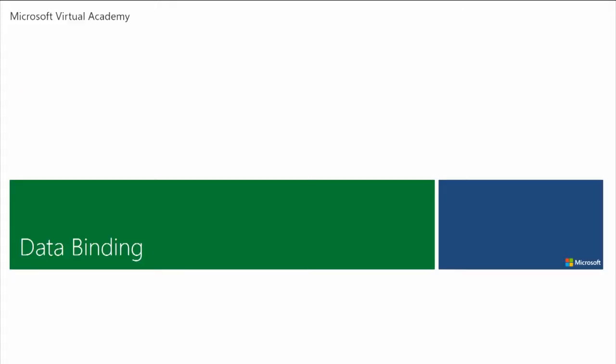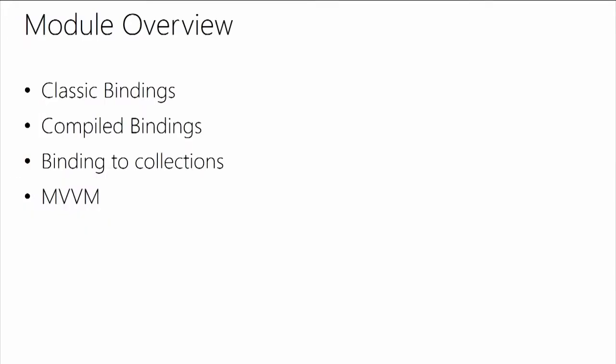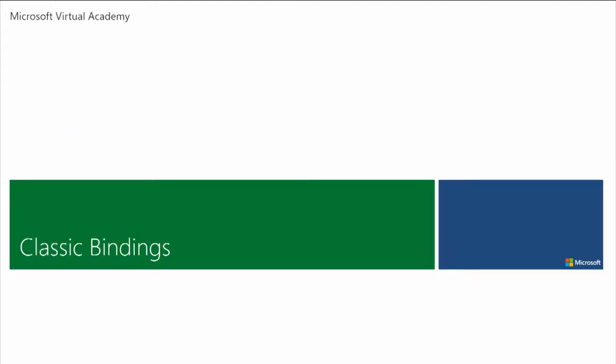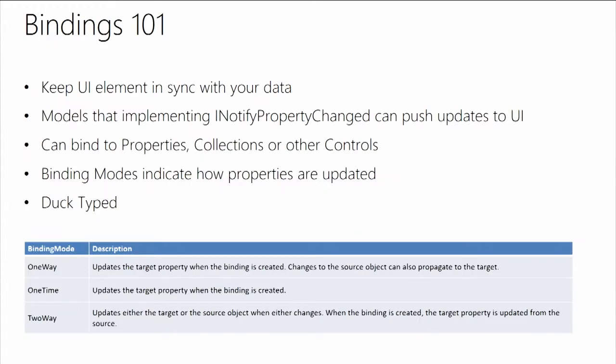Okay, let's talk about data binding. So in this particular module, we're going to be covering classic bindings, compiled bindings, binding to collections, and then we're going to talk about this strange thing called MVVM. Okay, so let's dive straight into classic bindings. What are these? Classic bindings allow you to keep your models and your UI in sync without writing a bunch of code behind to do all the plumbing of updating like you did in previous.